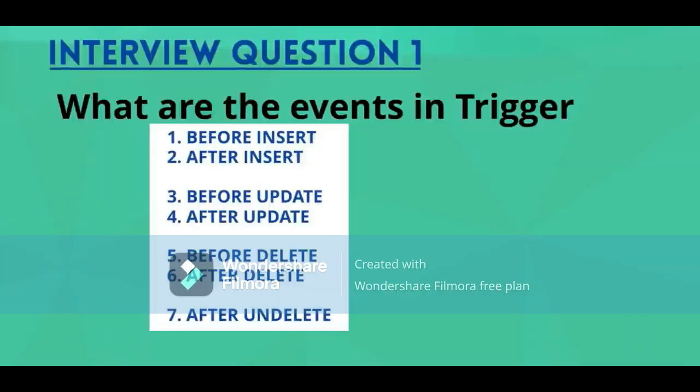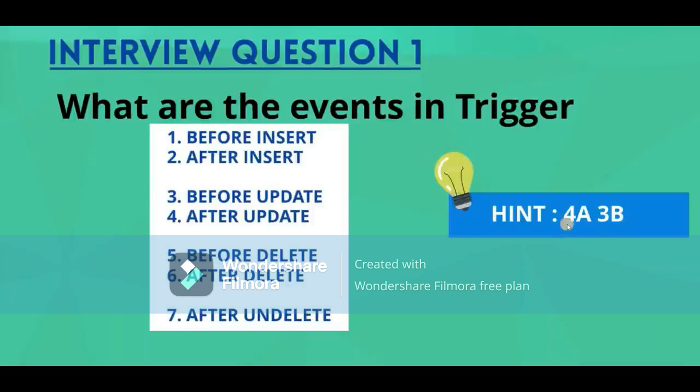So the first question is, what are the events in trigger? So there are total 7 events. Before insert, after insert, before update, after update, before delete, after delete, and after undelete. We have seen the respective scenarios for each of the events. However, to remember these events, most of the time people will get confused whether it is before undelete or after undelete. So the hint would be 4A, 3B.